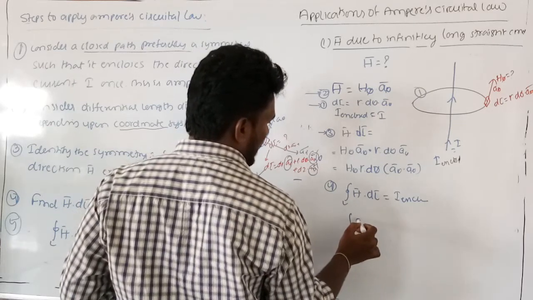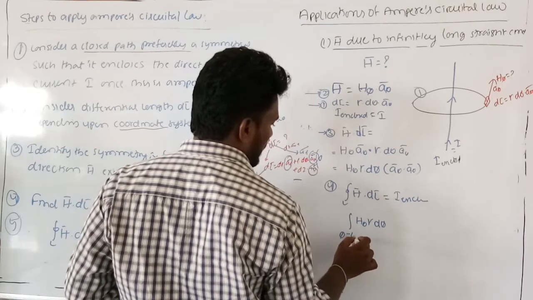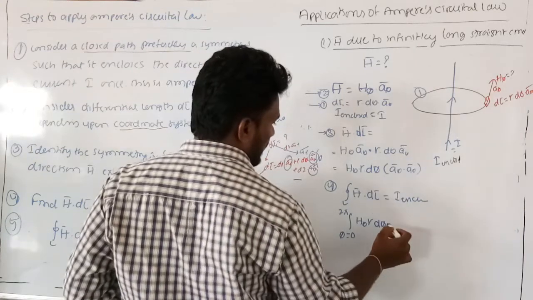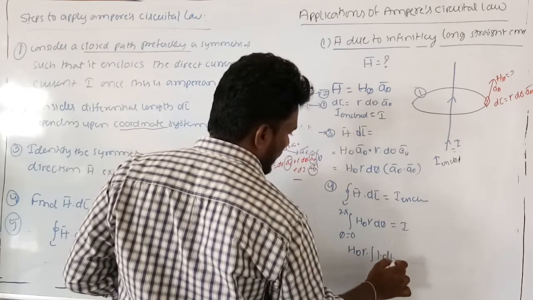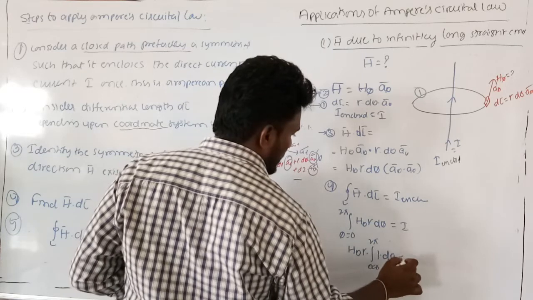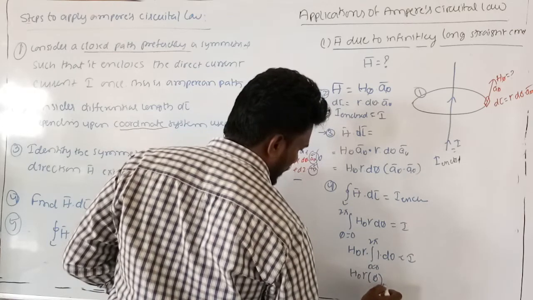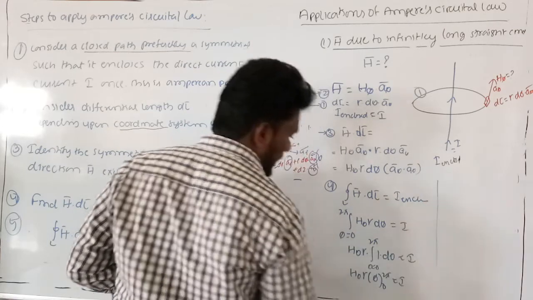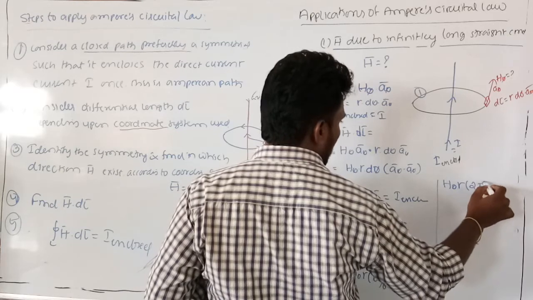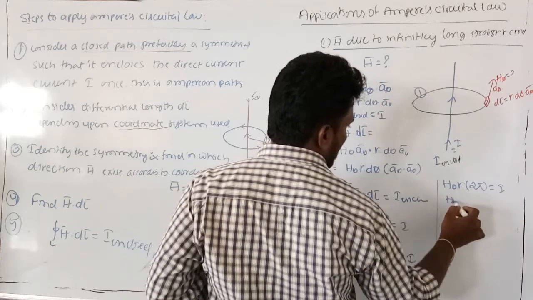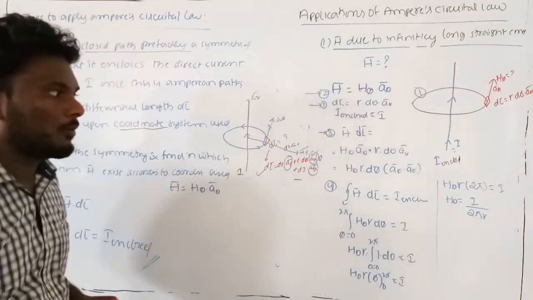So what is H bar dot dl bar here? It is H phi r d phi, with limits from 0 to 2 pi as it is a circular path, which is equal to I. H phi and r are constants, and the integration of d phi is phi, from 0 to 2 pi, equal to I. After substituting the limits, H phi r times 2 pi, upper limit minus lower limit, equals I. So H phi is equal to I by 2 pi r. This is the unknown value, but we need a vector now.